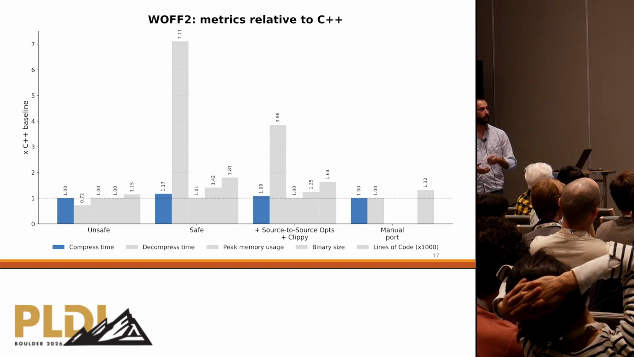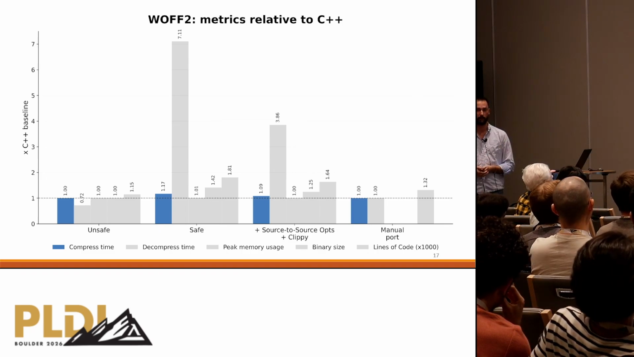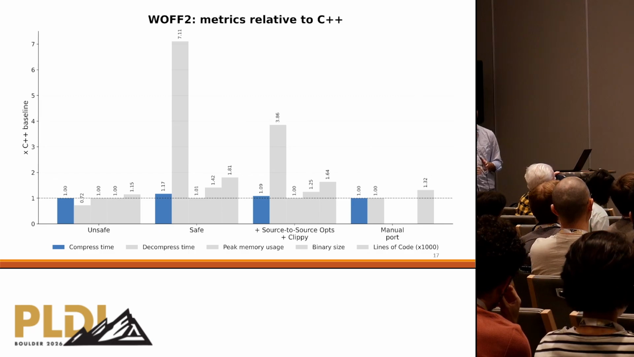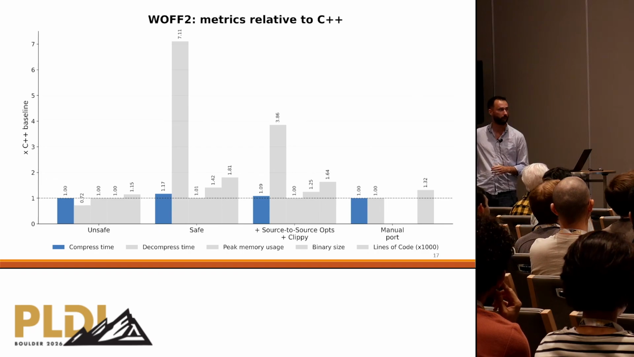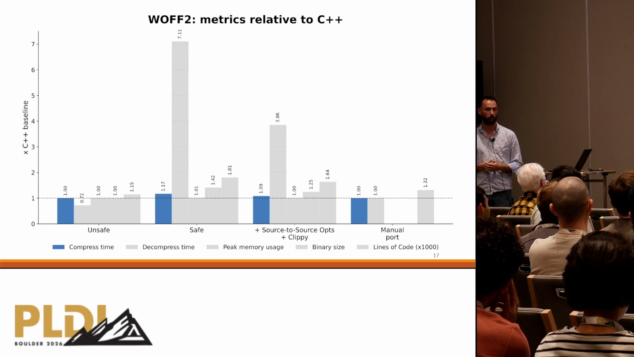And as you can see, for compression time, the numbers are quite flat. And this happens because most of the time is not spent inside our translated code. Instead, it's offloaded into an external crate called Brotli. So the performance impact is not visible at all.